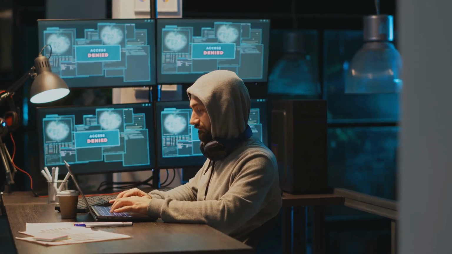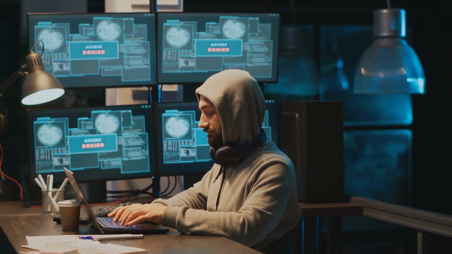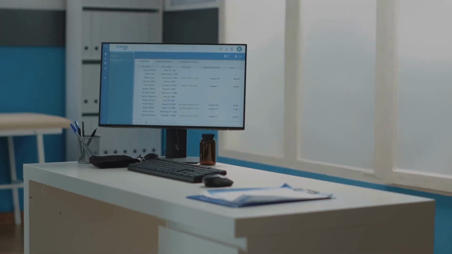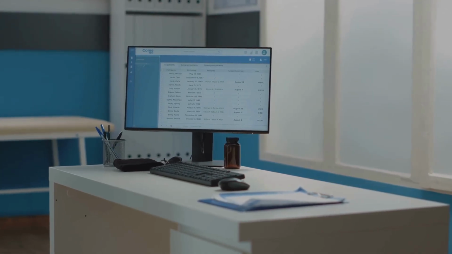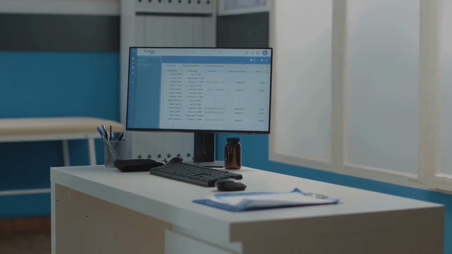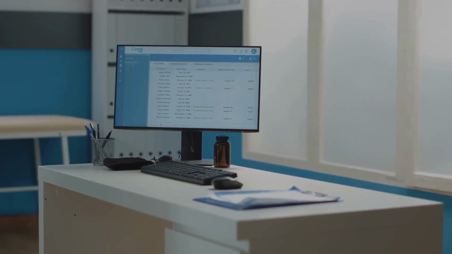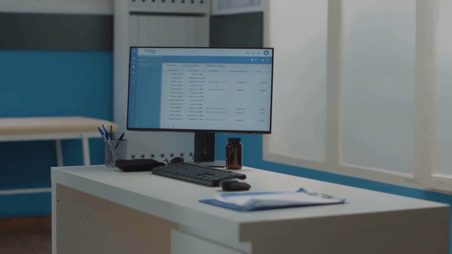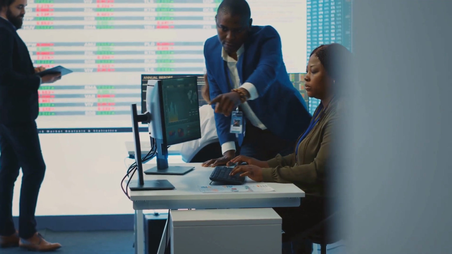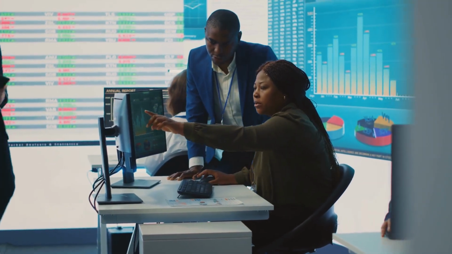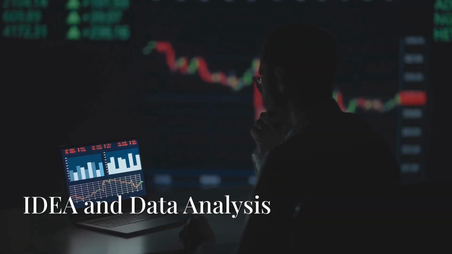Once data is imported, IDEA conducts integrity checks to ensure the accuracy and completeness of the data. For example, it compares record counts between the source and imported datasets to detect any data loss or corruption during the transfer process. The software also includes tools for detecting duplicate entries, verifying field formats, and identifying missing or invalid values. These features help ensure that the dataset used for audit procedures is accurate and reliable, laying a strong foundation for meaningful analysis.